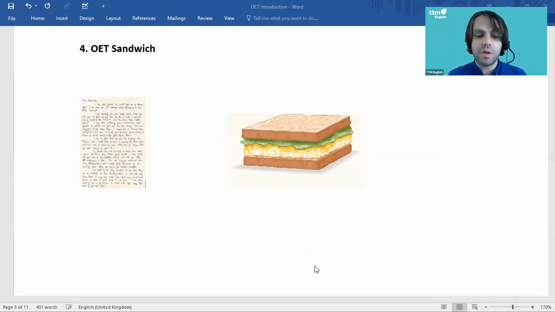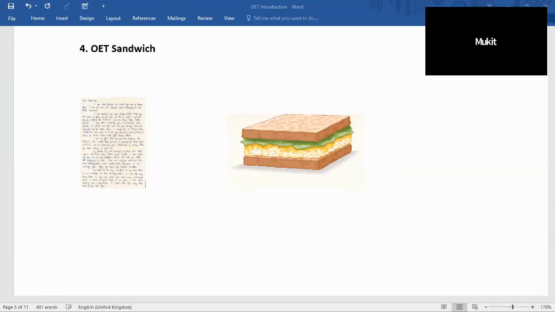So the OET sandwich, maybe Mukit. It's just a silly thing. It's a very stupid thing that I say. Do you know what it is, Mukit? Yes, I know. So can you tell us, what is the OET sandwich?